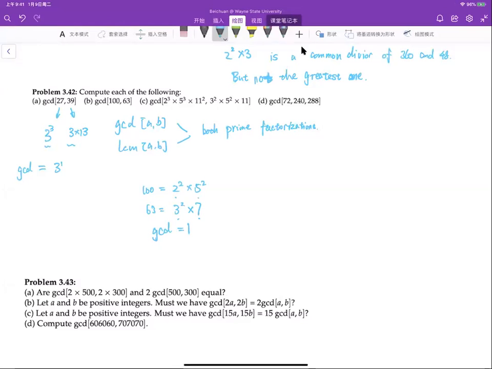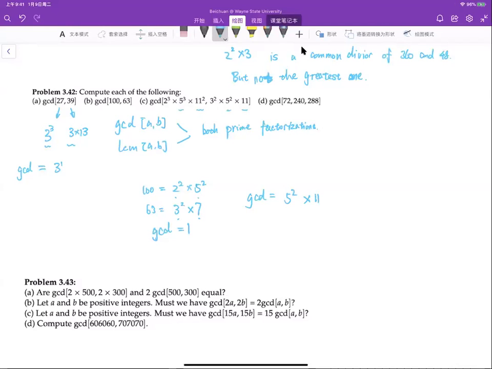Then let's look at the third one. Because the two factorizations are given, we just pick the common part. Both of them have powers of 5, so the common part will be 5 squared. And both of them have powers of 11, so we just multiply 11. That's the GCD of those two numbers.